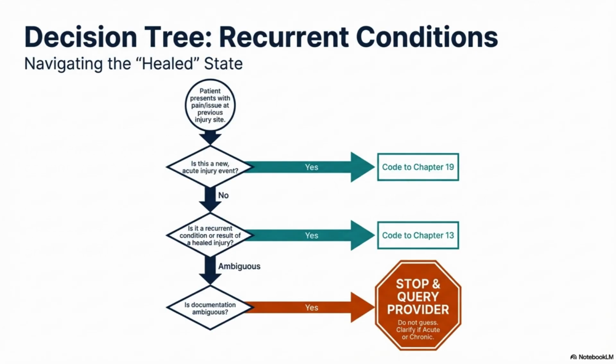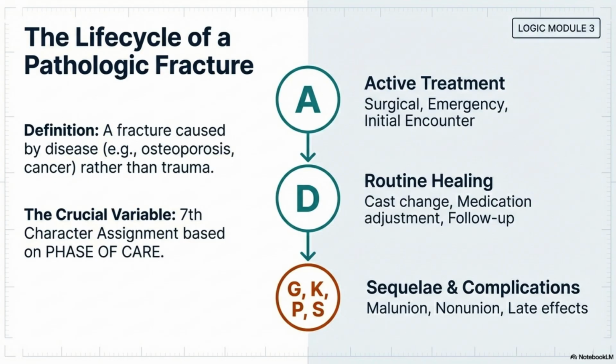No guessing. A pathologic fracture is a break in a bone that has been weakened by an underlying disease, such as osteoporosis or cancer, rather than by trauma. These fractures use a seventh character to indicate the phase of care. Character A is assigned when the patient is receiving active treatment, character D is used during the routine healing phase, and additional characters are used to report complications such as malunion or non-union. Understanding this full life cycle is essential for accurate coding.